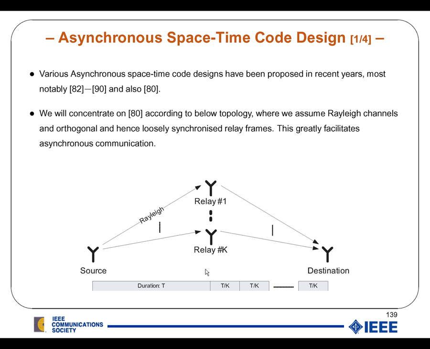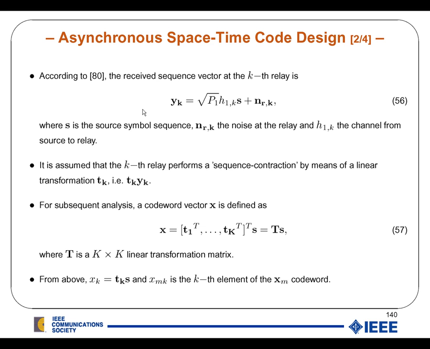And the question is, how do I construct an optimum space-time code word which maximizes performance for that type of configuration? Following 80, we know that at the kth relay stage, we would receive a signal which is given by equation 56, where S is the transmitted signal sequence, H1K is the channel from the source to the kth relay, P1 is the transmission power of the source, and N is the noise. Now we assume that, as I said before, the kth relay performs a so-called sequence contraction by means of a linear transformation Tk. So it receives a sequence vector Yk given up here and applies a contraction Tk. And we assume for subsequent analysis that we stack all these contractions together into a code word vector X, which is defined like that, where T, capital T, is a K by K linear transformation.